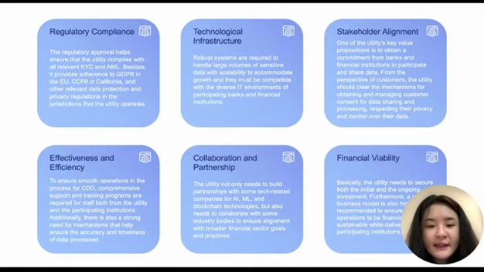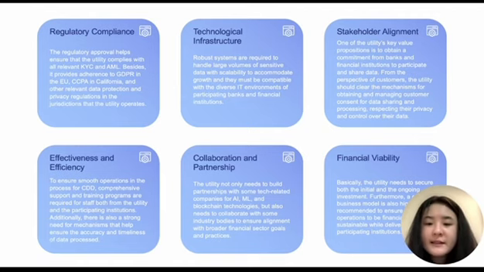The fifth one is collaboration and partnership. The utility not only needs to build partnerships with some tech-related companies for AI, ML, and blockchain technologies, but also needs to collaborate with some industry bodies to ensure alignment with broader financial sector goals and practices.